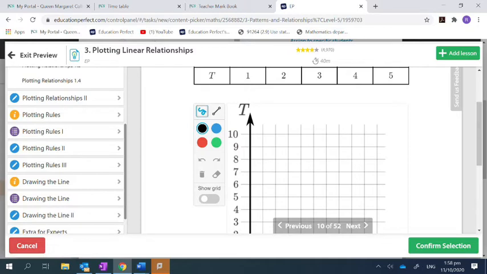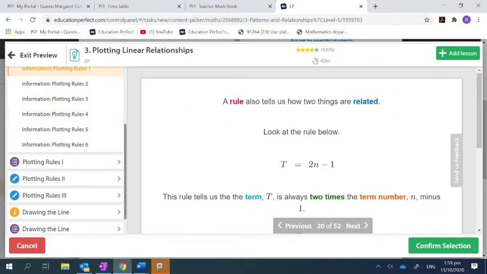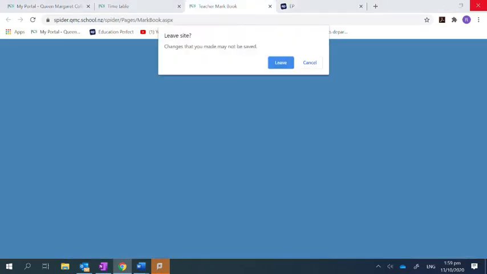So we can plot some of these. You're going to be plotting some and doing some of those where you plot the points and then draw the line. We can also plot these lines by looking at the rule. And this is the part that we need to focus on.